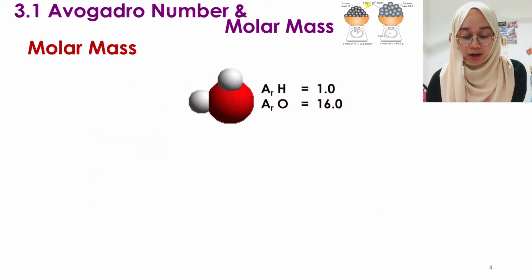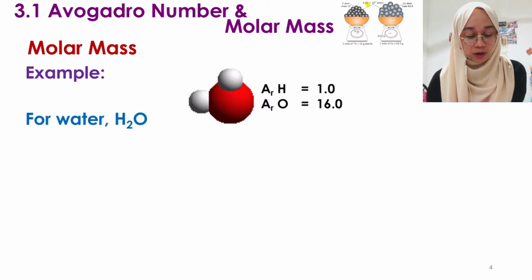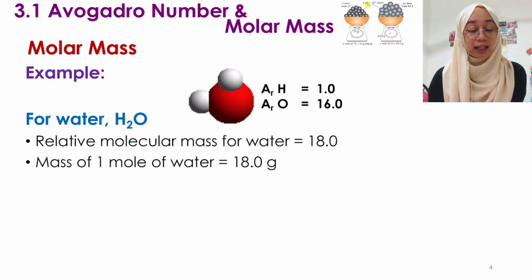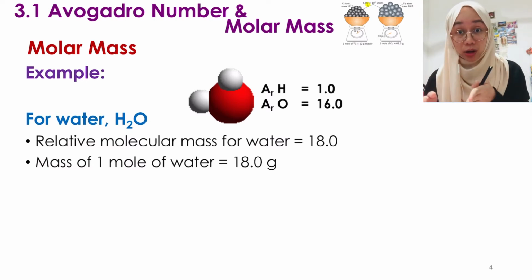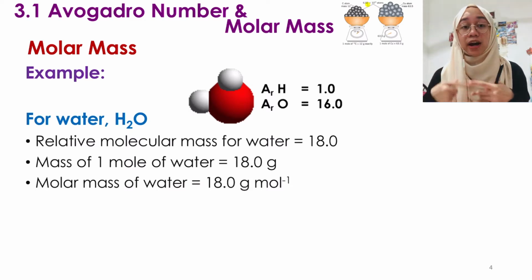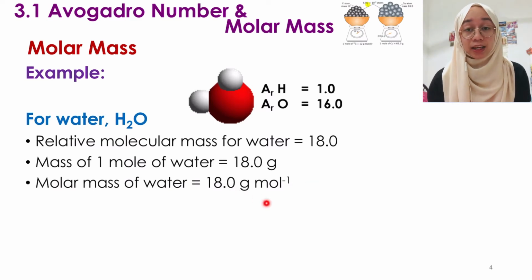So for example, what do we have here? We have water, the H2O molecule. The relative molecular mass for water is 18 because we have 2 hydrogen and 1 oxygen, so you get 18. But this is relative molecular mass. In terms of mass, 1 mole of water has a mass of 18 gram. If we say molar mass, it is mass per mole. Therefore, the molar mass of water is 18 gram per mole. Keep in mind molar mass is mass per mole, mass for every 1 mole. That is why the unit is gram per mole.